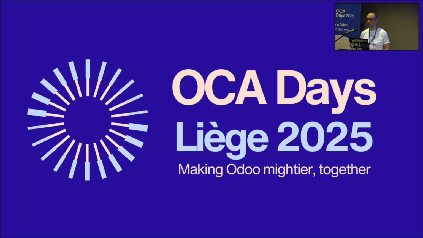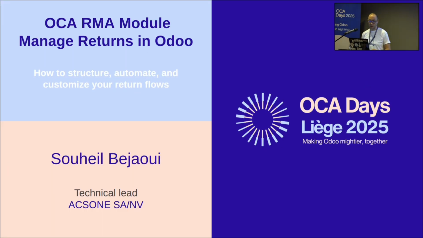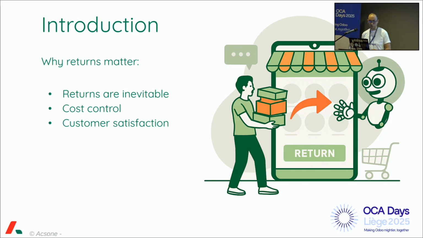Hello everyone. I'm happy to be with you this year again to talk about RMA. Returns are inevitable. People make mistakes. A customer can misplace an order, an operator can mix orders, or a delivery person can drop a package at the wrong address. The point is we can't avoid returns, and since they are inevitable, it's crucial to be ready when they happen.